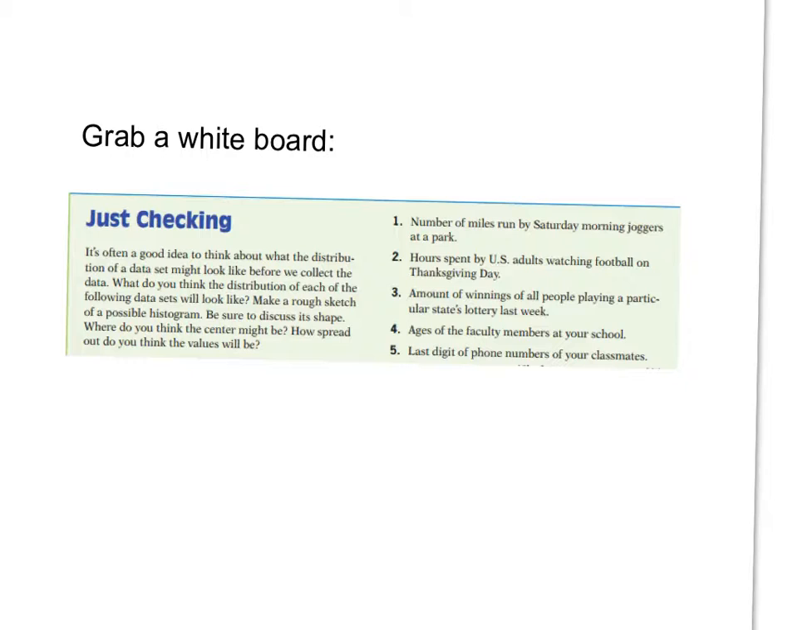So what I want you to do is try this without my help first. I'm going to read with you. It's often a good idea to think about what the distribution of a data set looks like before we collect the data. What do you think the distribution of each of the following data sets looks like? Make a rough sketch of a possible histogram. Be sure to discuss its shape. Where do you think the center might be? How spread out do you think the values will be?